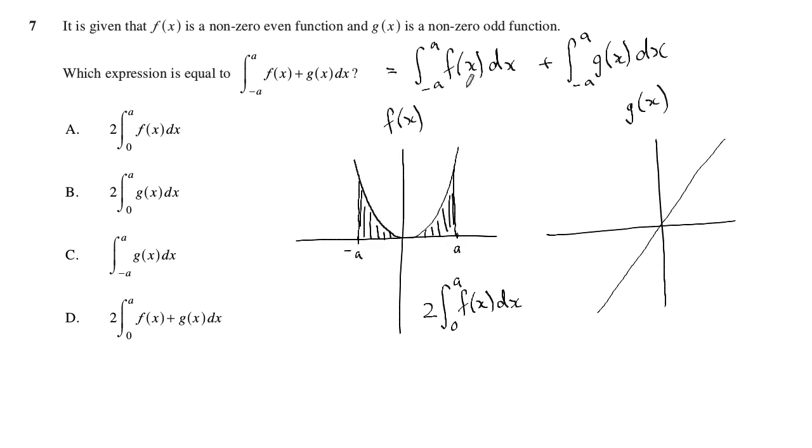That's all that's saying. And for the g of x, if that's minus a and that's a, remember that the area, when you're doing integrals, is signed. So this area is negative and this area is positive. So when you combine them, they actually cancel each other out. And that whole thing is 0. So this integral just equals that. So that would be A.